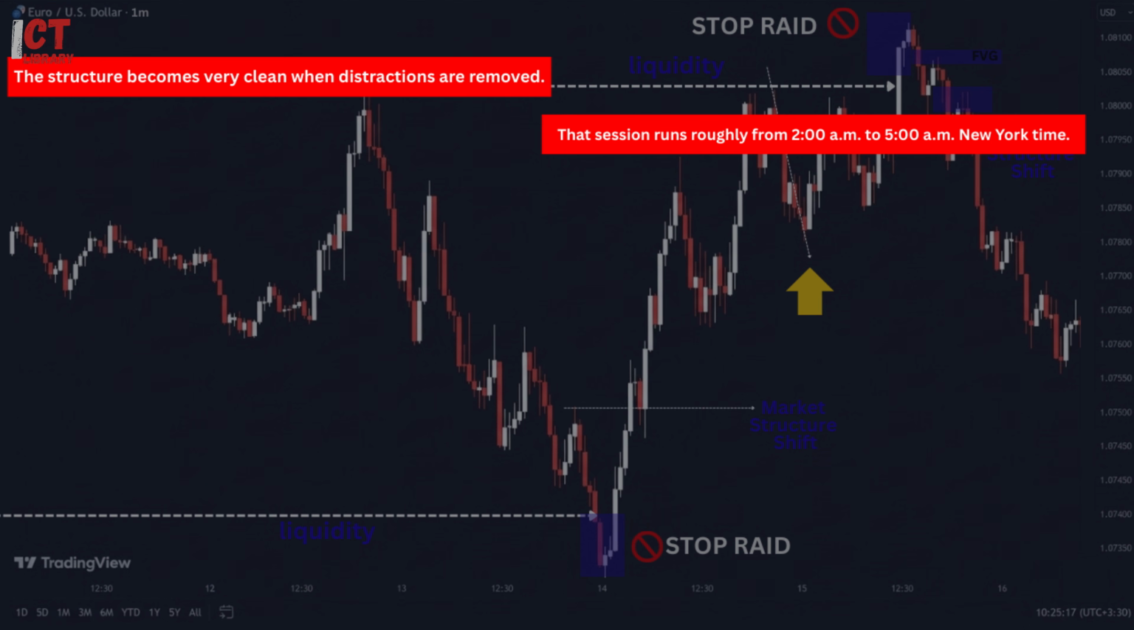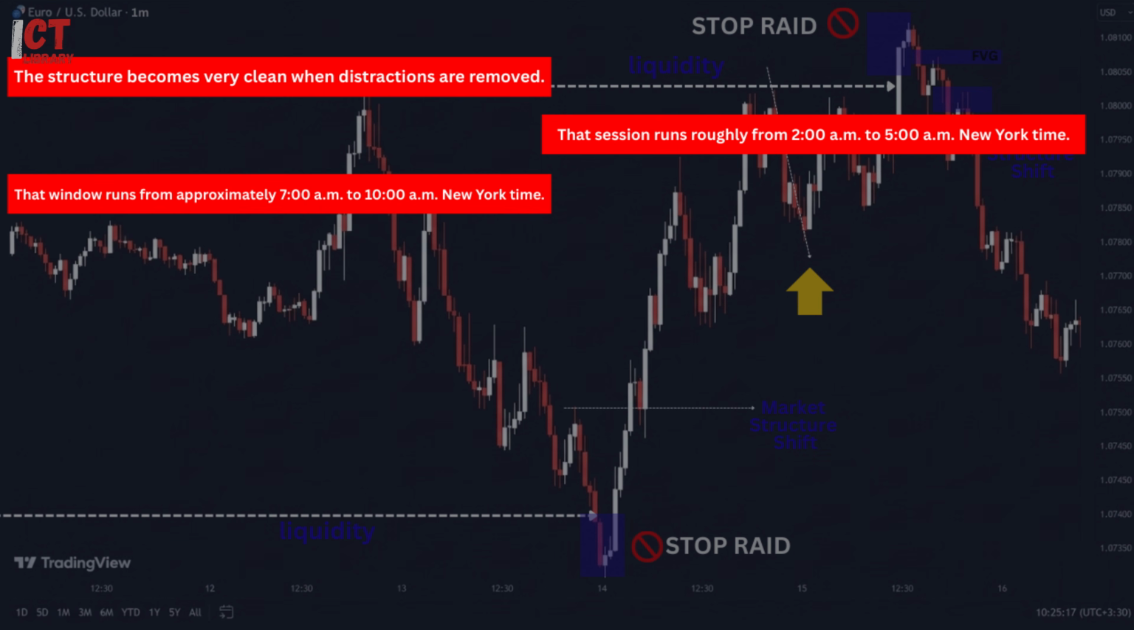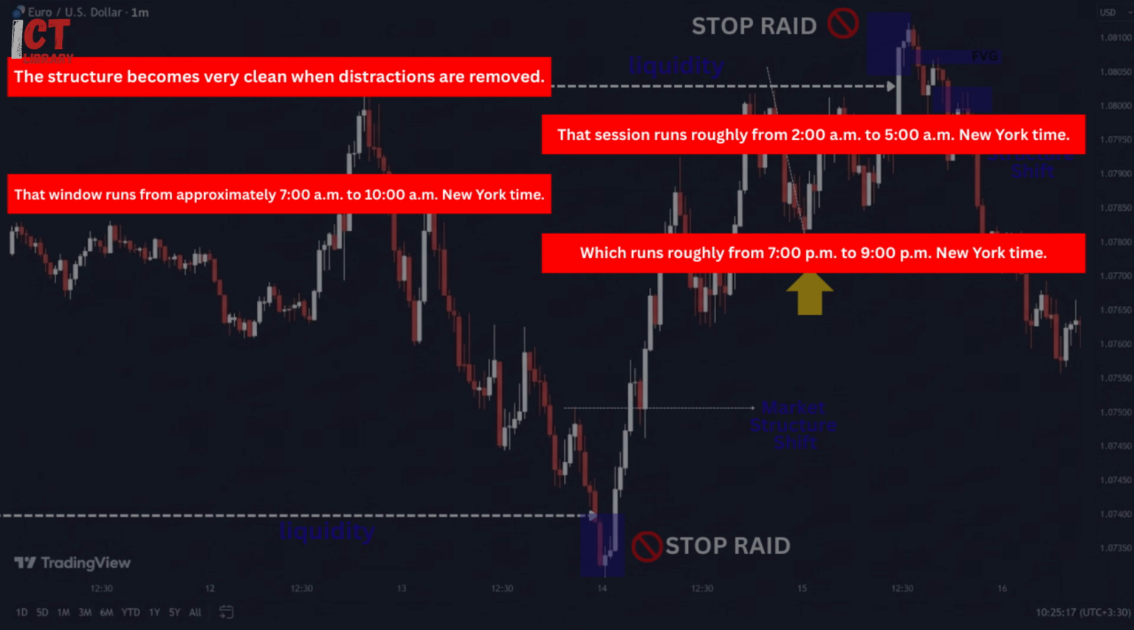Now do the same thing with the New York session. That window runs from approximately 7 a.m. to 10 a.m. New York time. Mark the highs and lows formed during that period as well. Then repeat the process for the Asian session, which runs roughly from 7 p.m. to 9 p.m. New York time. These 3 time windows provide the most useful liquidity levels.